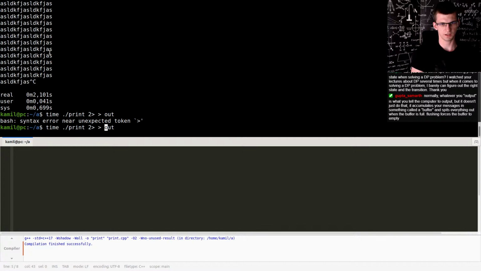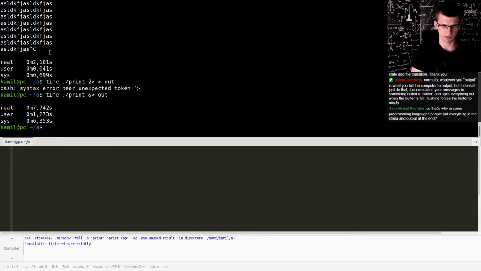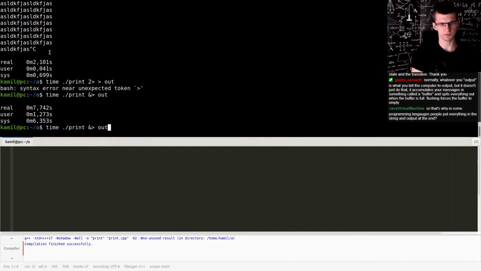Can I do this? How do I... like that? I don't remember how to redirect both easily with one command. This should have the same speed.